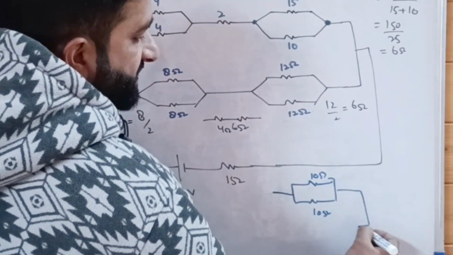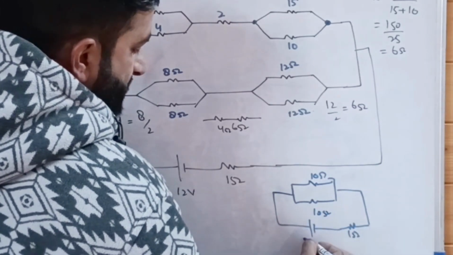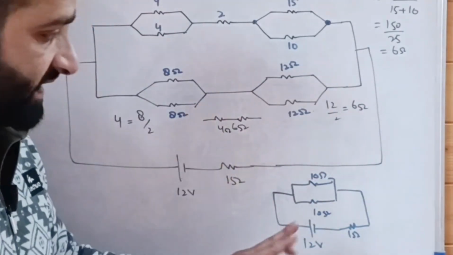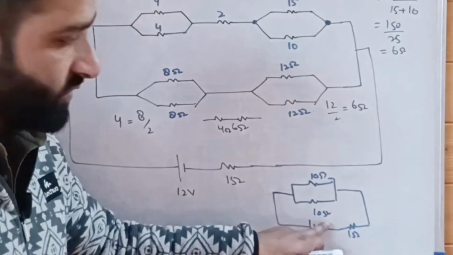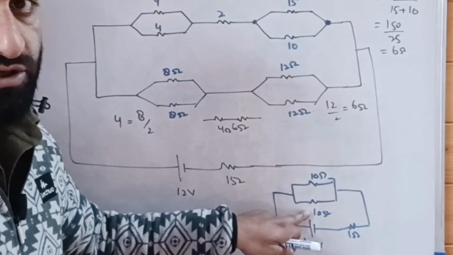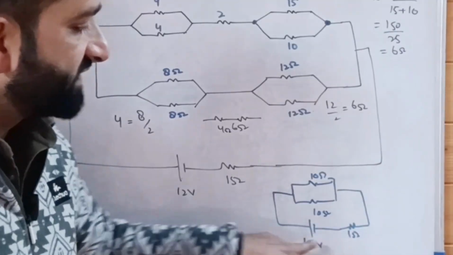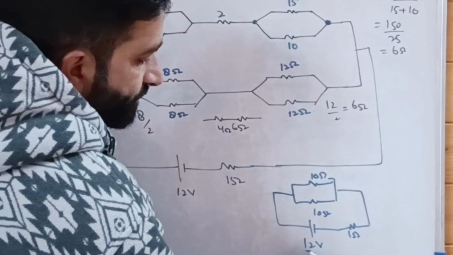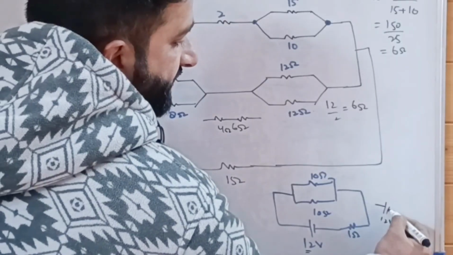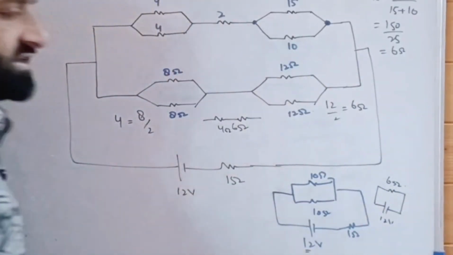in series with a 1 ohm resistance and connected to a 12 volt supply. The equivalent resistance of the two branches is 10 divided by 2, that is 5 ohm, because these two are in parallel. And in series with the 1 ohm resistance, the equivalent resistance is 5 plus 1, which is equal to 6 ohm. So we have a 12 volt supply connected to a 6 ohm resistance.